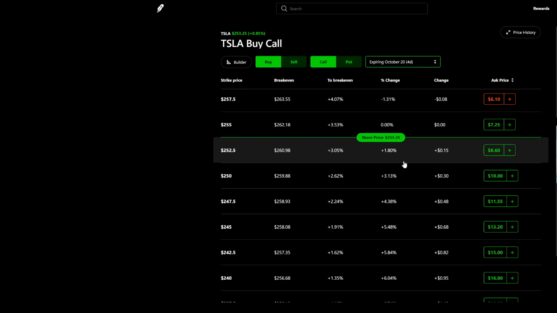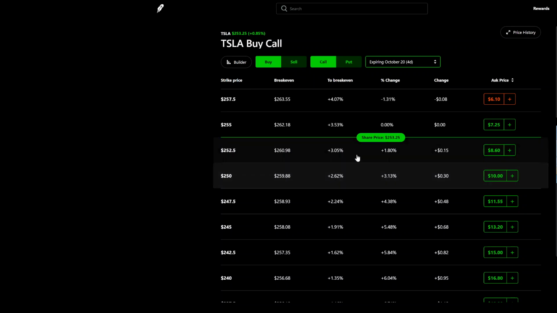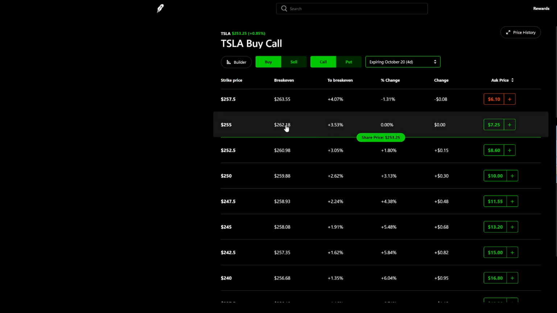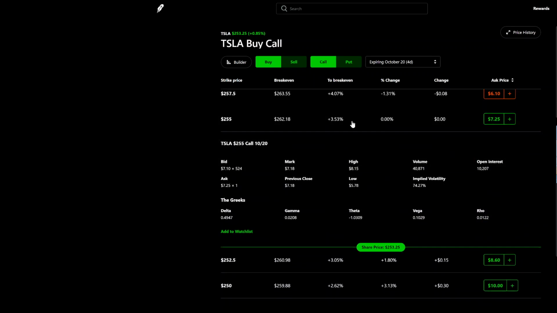So now, how do you select the right contract? We can see right here, we have our share price currently sitting at $253.25. And so the next option up, if we were looking at buying a call and expecting price to go to the upside, we have the 255 contract. Currently, premium is at 725 on that strike price. So if we select that contract, it's going to give us some different numbers.